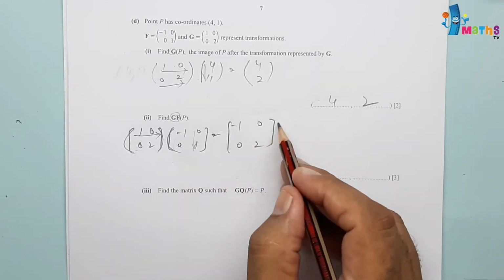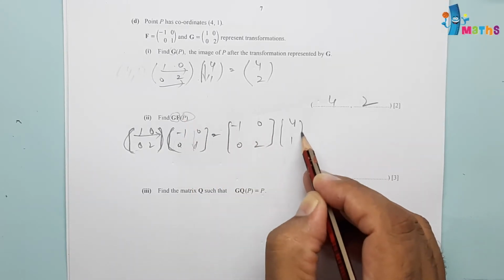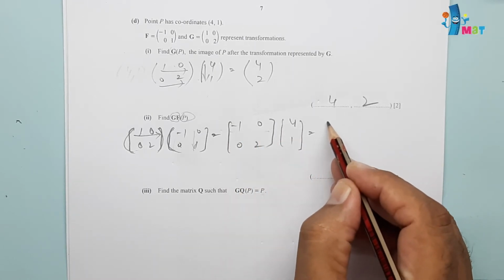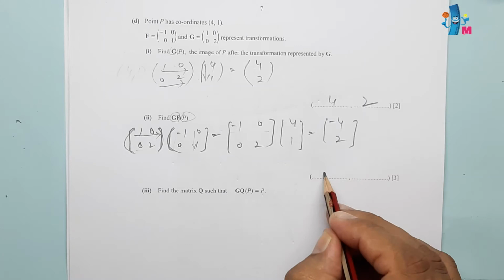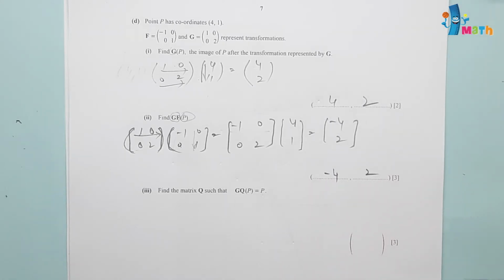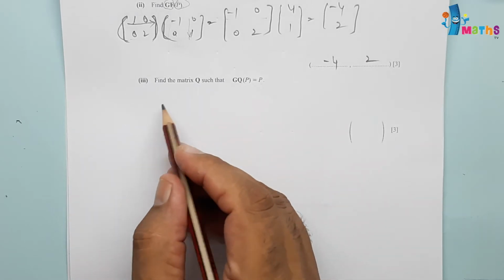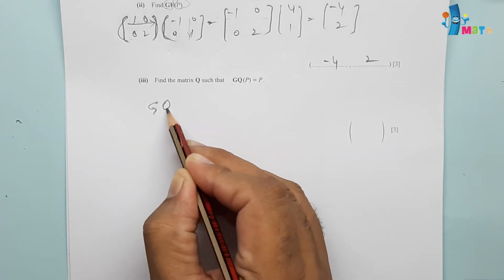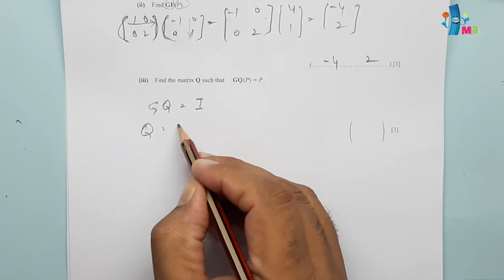Now this one can be multiplied with P, which is 4 and 1. When we multiply this row with this column, we will get minus 4, and when we will multiply this with this, we will get 2. So coordinates will be minus 4 and 2. Find the matrix Q such that GQ of P is equal to P. It means G into Q is equal to identity matrix, right? So Q will be equal to G inverse.